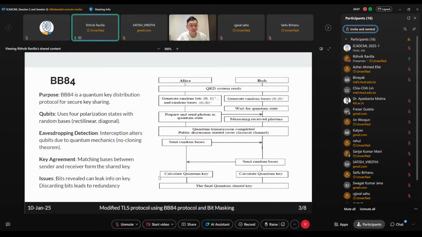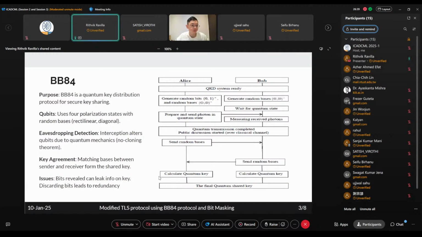Once the quantum transmission is done, we then move to a classical channel where they publicly declare their bases. Alice declares her bases and Bob also declares his bases, and they check whether there's any mismatch or whether they are the same. If there is a mismatch, this might be due to an eavesdropper checking on the channel, because of the no-cloning principle, measuring the quantum bits actually changes the value, which then causes a mismatch.